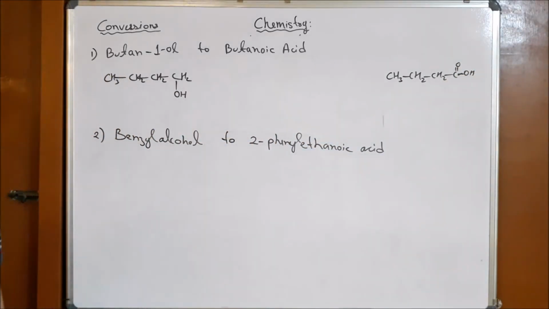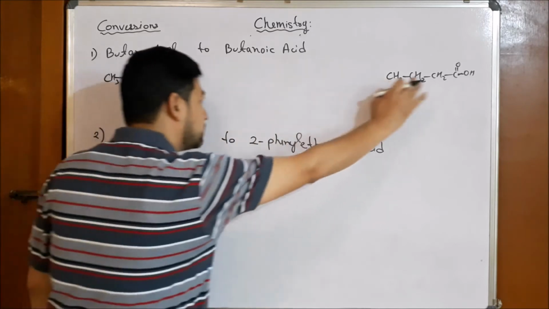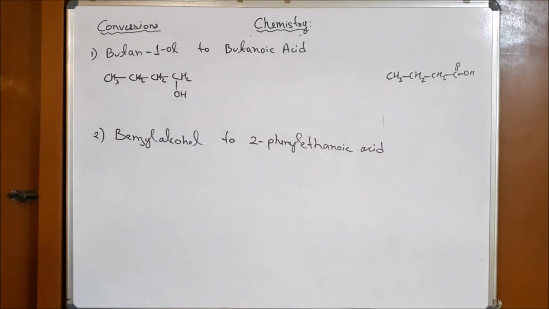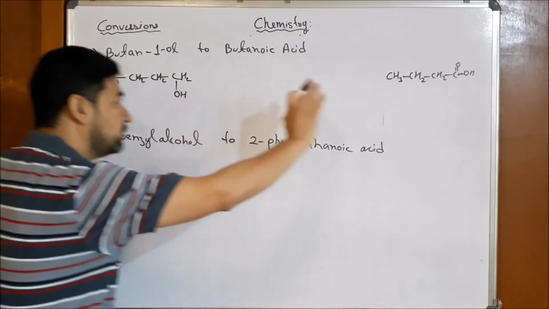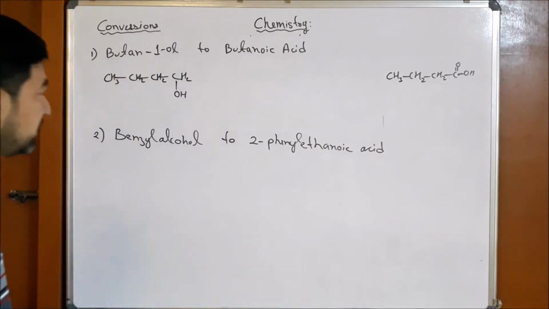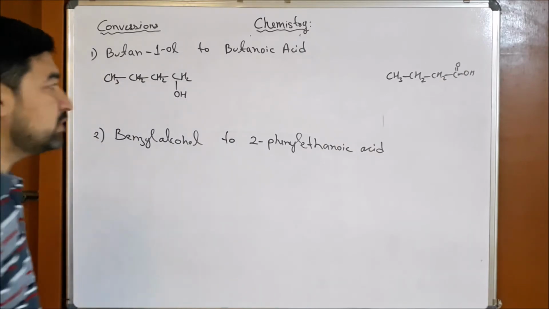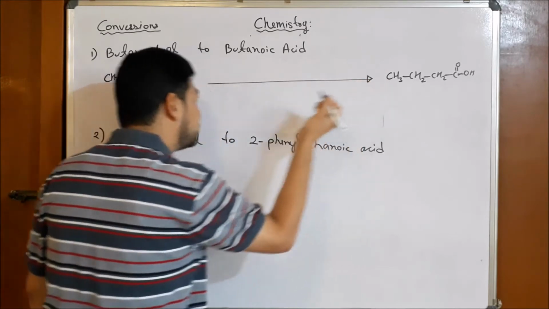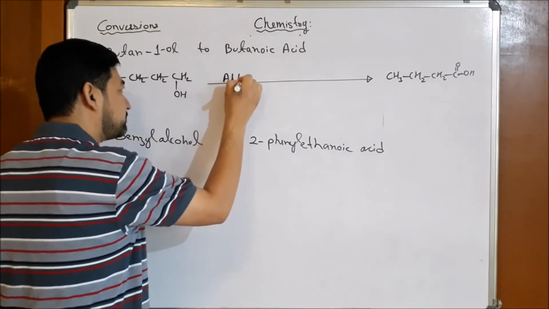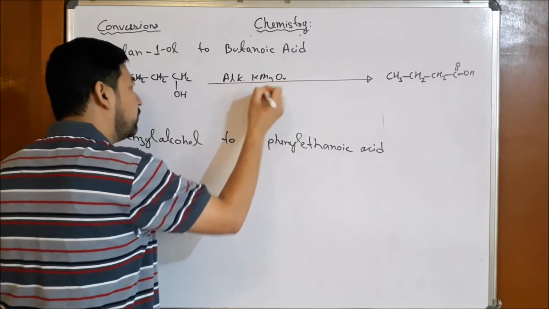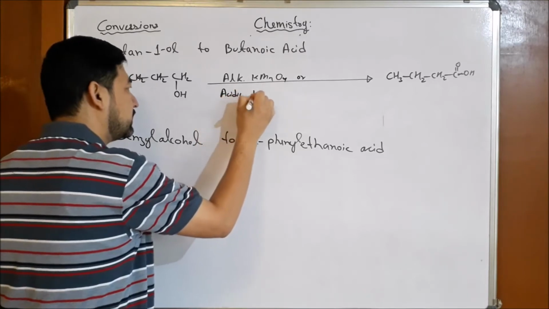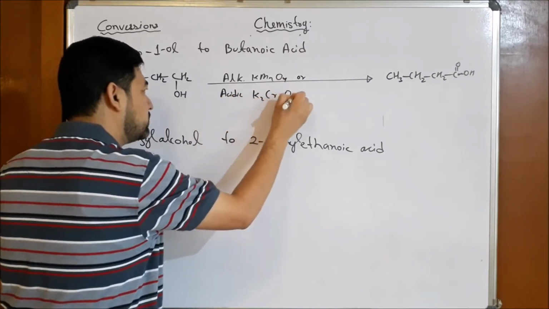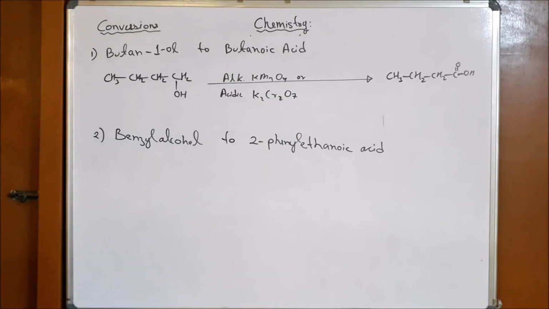Always you have to count the carbons first. Here is 4 carbon, here is also 4 carbon. So no need to increase or decrease the number of carbons. The only thing is that you have to convert this CH2OH into the COOH group. As I said earlier, you have to do a strong oxidation. For that you have alkaline KMnO4, or you can use acidic K2Cr2O7 for this oxidation.